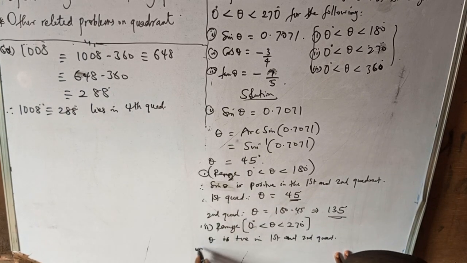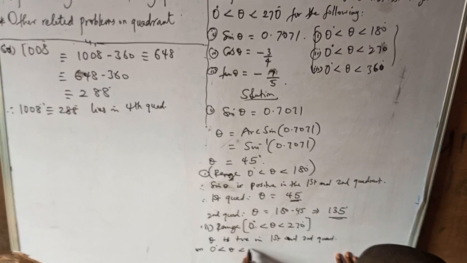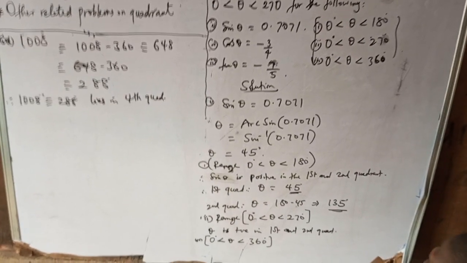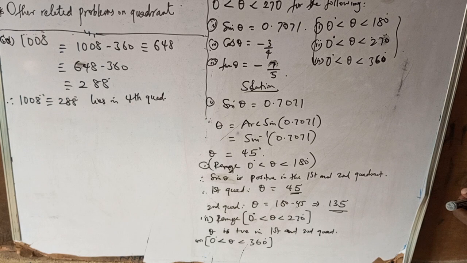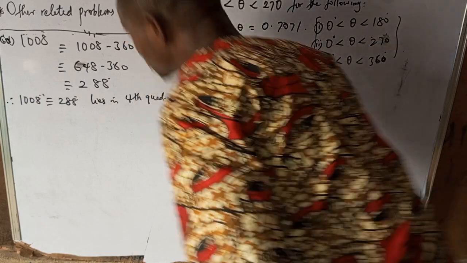Then the last one, which is for 0 degrees less than theta, theta less than 360 degrees. Now you are taking the complete rotation. So you still go back to it, and you are still going to have the same answer. Sine is positive only in the first and second quadrants. So your answer still remains 45 and 135 degrees. That is taken. Let's now take the second example, which is cos theta is equal to minus 3 over 4.